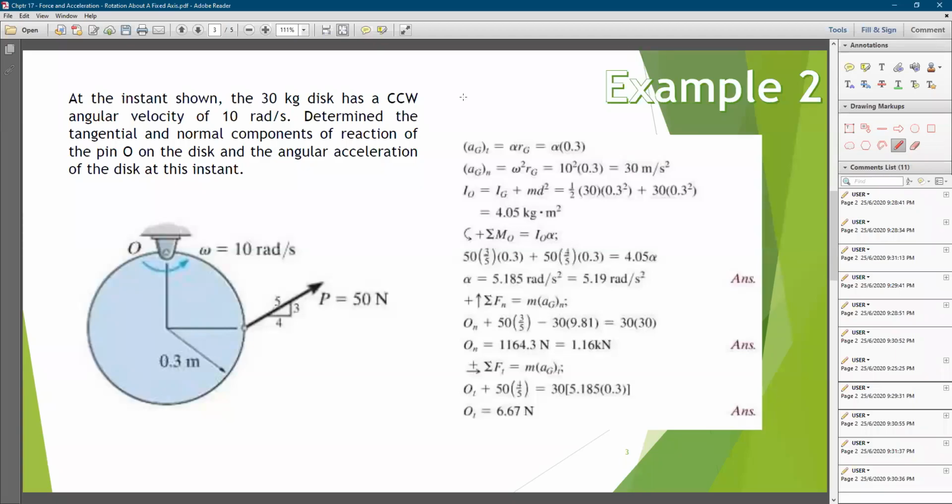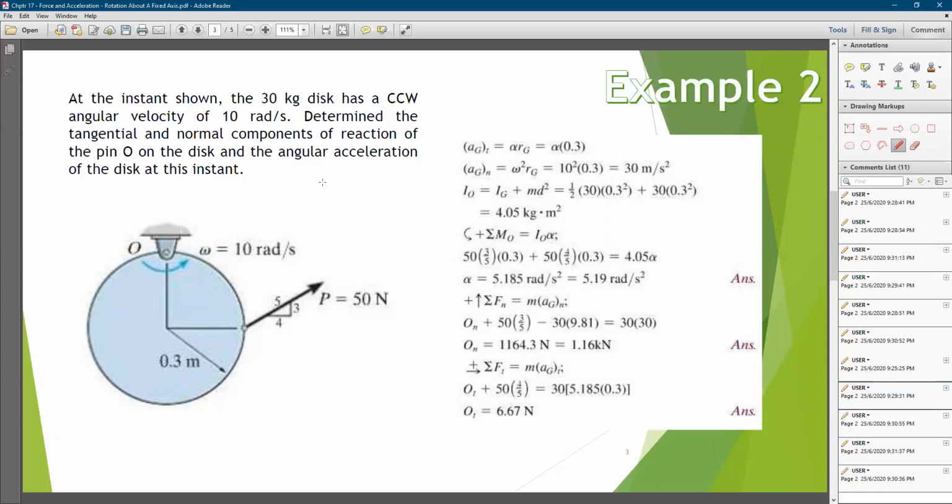Okay, on example number 2, what we have here is a 30 kg disc. We also have a force P of 50 Newton, and the angular velocity of the disc is 10 radian per second. We need to determine the tangential and normal components of reaction of the pin on the disc and the angular acceleration of the disc at this instant.